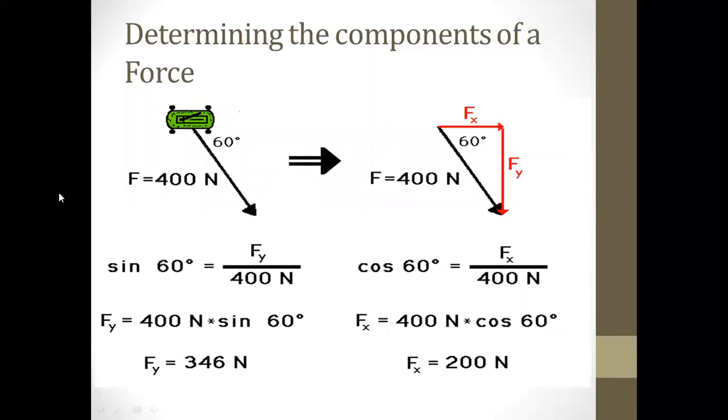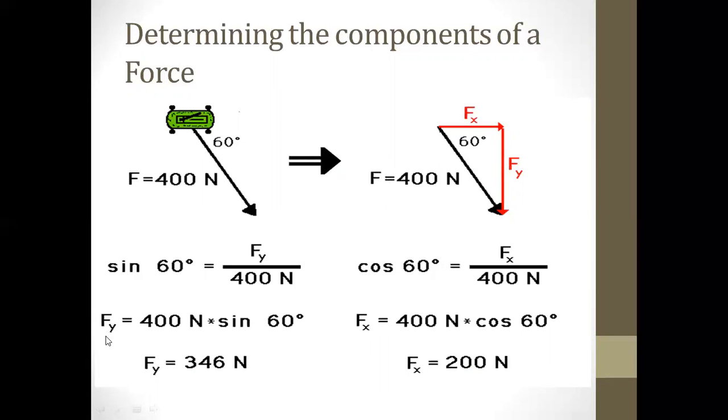Another example: this force has a magnitude of 400 Newton and makes 60 degrees with the horizontal. We can draw the two components as shown, Fx, the horizontal force component, and the vertical component. These two components are equivalent to the force F equal to 400 Newton.